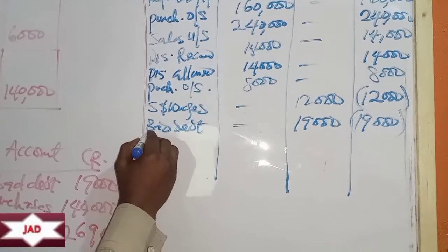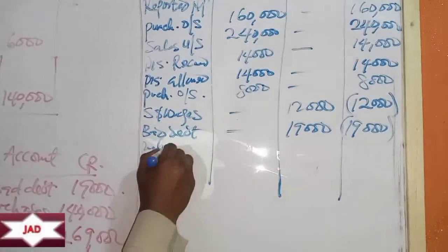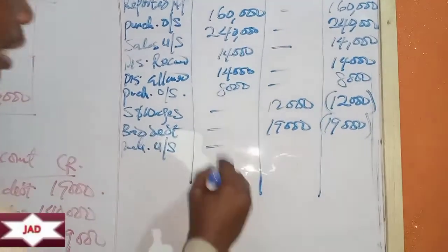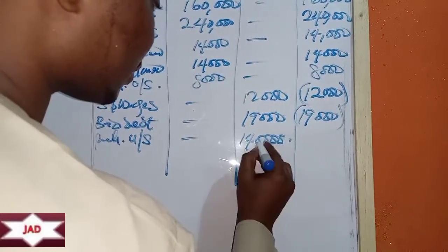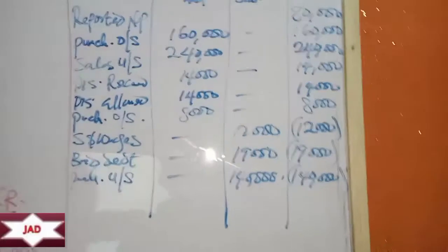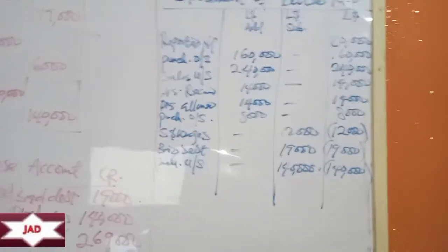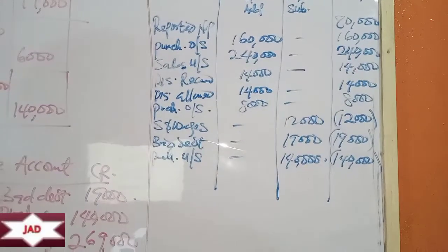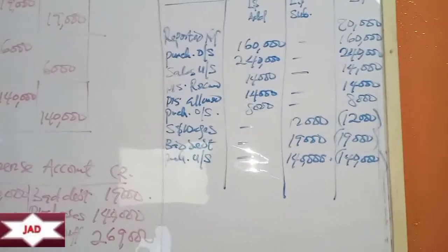So we have purchases understated. How much? 140,000. So we deduct. Okay, so what's the next one there? Drawings. We have drawings of how much? 6,000 against inventory. Now, let me quickly explain something.